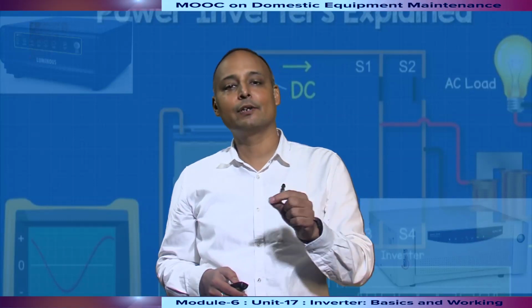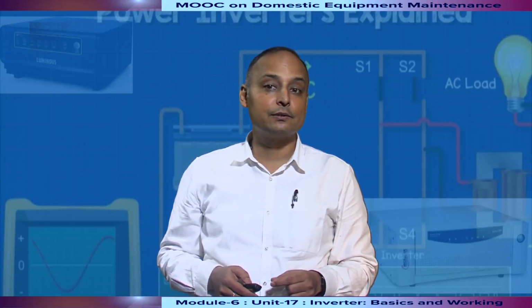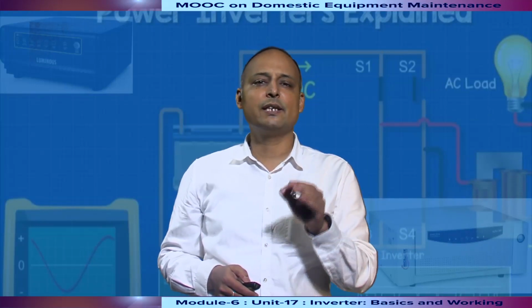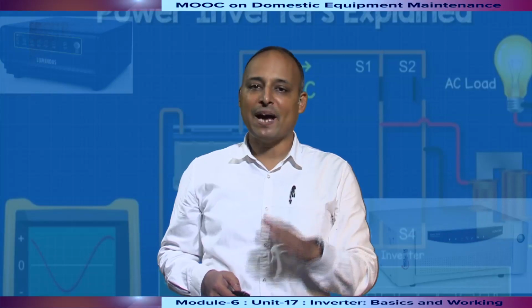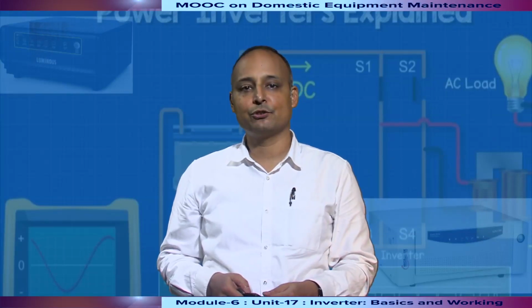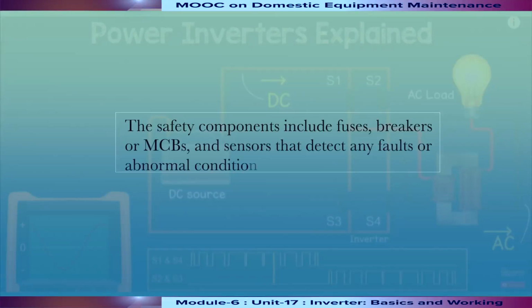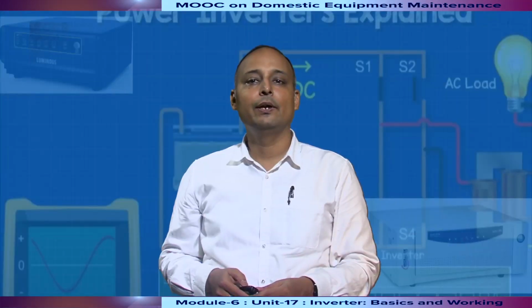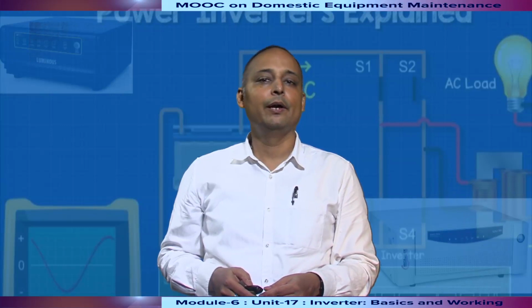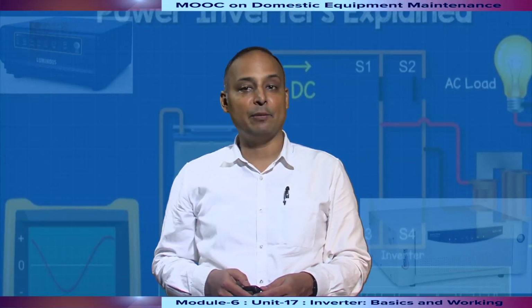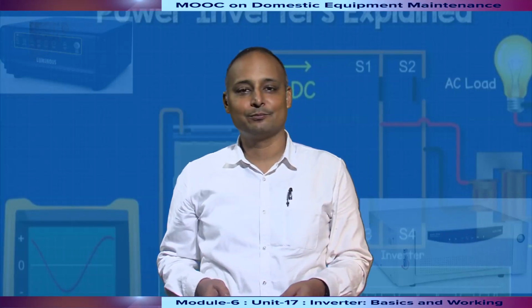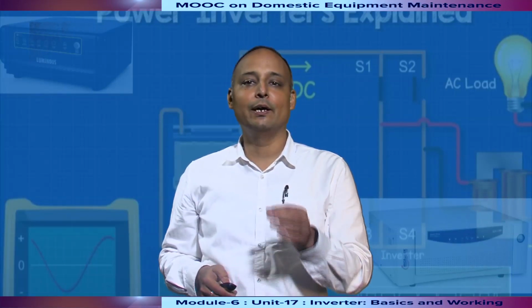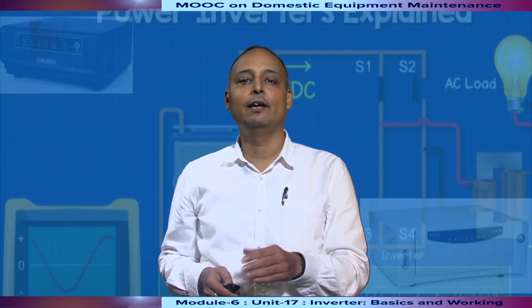Finally, the inverter also has various safety components. These components are essential to protect the inverter, the batteries, and the appliances from damage. The safety components include fuses, breakers or MCBs, and sensors that detect any faults or abnormal conditions. For example, if the inverter detects an overload, it will automatically shut down to prevent damage to the appliances and the inverter. The safety components ensure that the inverter functions safely and reliably at all times.